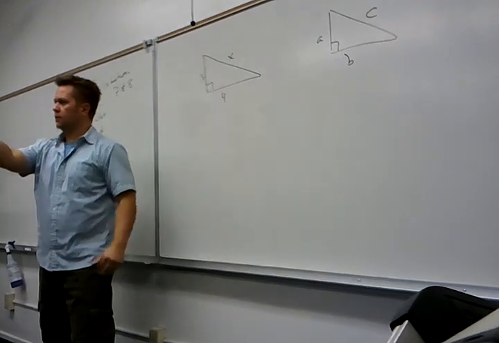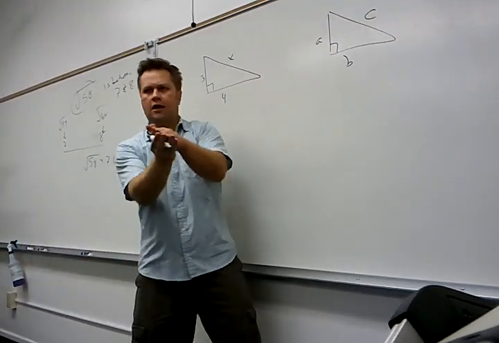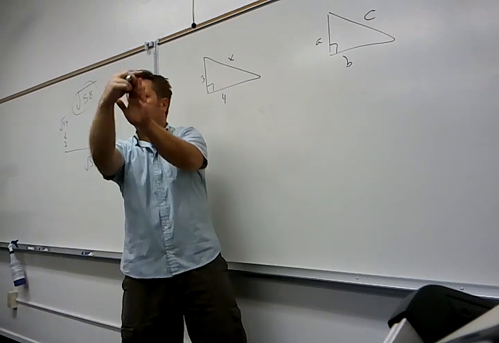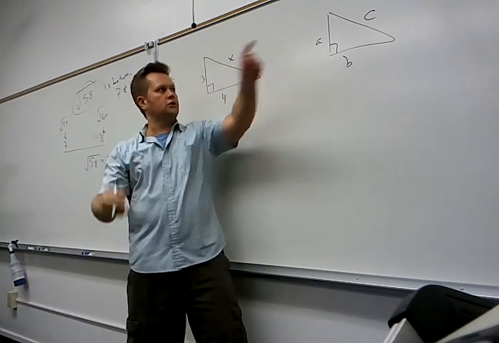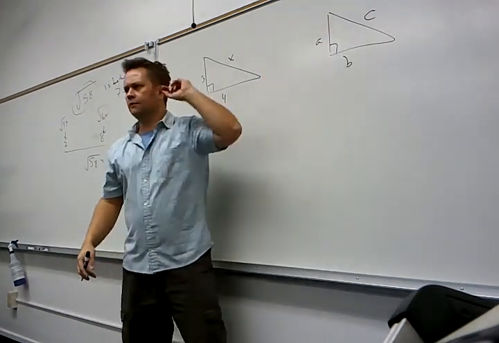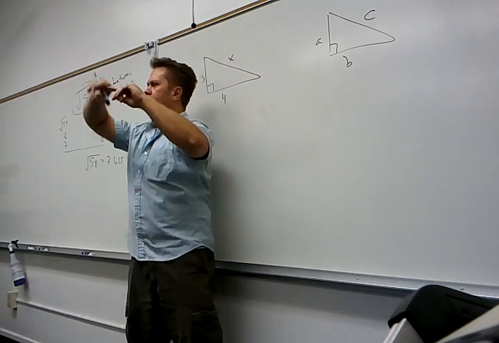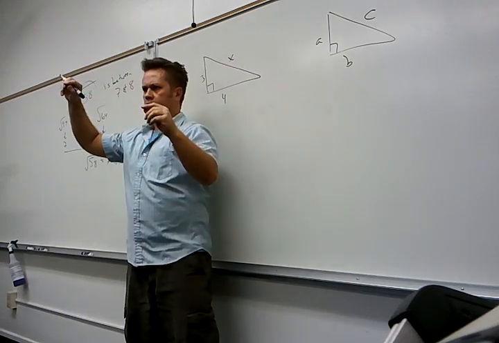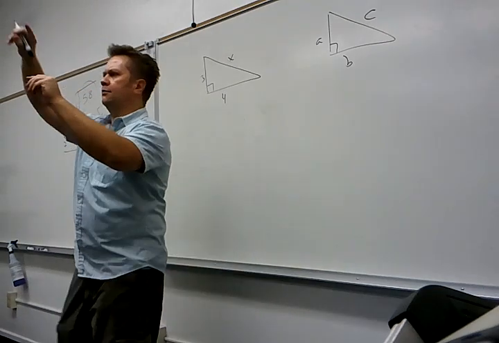C's got to be bigger. I like it because it's across from the bigger angle, so it's got to open up and make that the biggest side. Right? These two angles will always be less than 90, because what do all the angles in a triangle add up to be? Any triangle, if you add up.